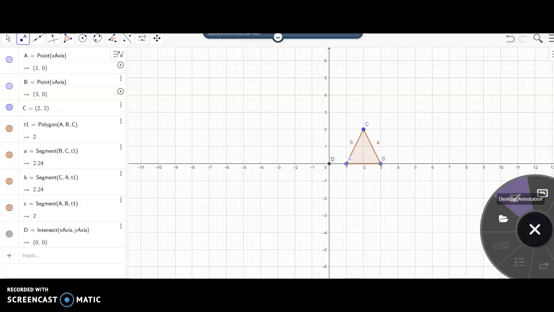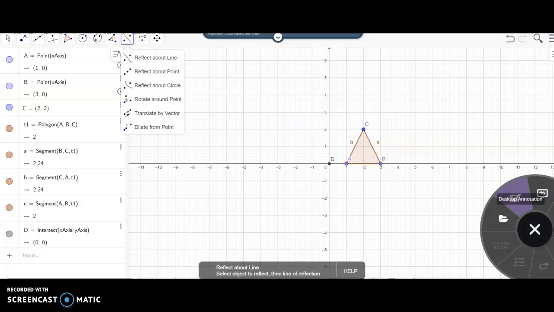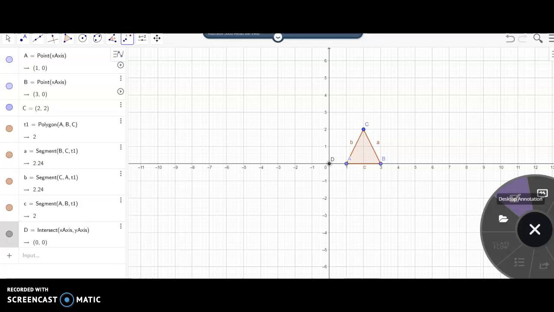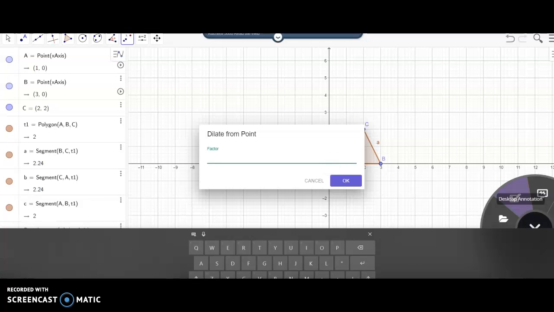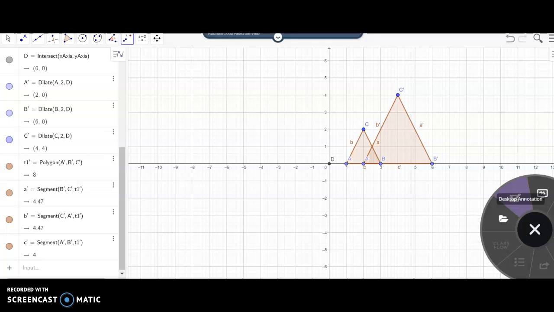So now I go back to the arrow, like I had told you before, and I hit somewhere in the triangle. Just hit somewhere in the triangle. After you do that, you will go to this and you will dilate about a point and you will select the origin. Okay, and it didn't do it. Why? I don't know, but let's do it again. Okay, we select the triangle, we go dilate it from a point, and we select the origin. There you go. Now it did it. I guess I took too long the first time. But then the scale factor was 2, so I select 2. Okay, there it is. There is my new ABC, my new triangle.